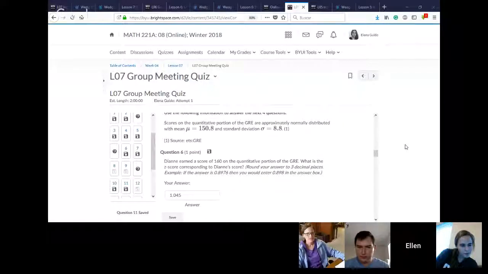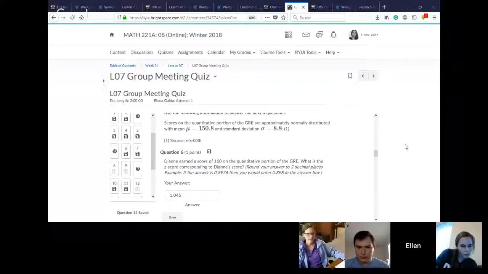Use the following information to answer the next 4 questions. Scores on the quantitative portion of the GRE are approximately normally distributed with a mean mu of 150.8 and a standard deviation sigma of 8.8. Diane earned a score of 160 on the quantitative portion of the GRE. What is the z-score corresponding to Diane's score? Round your answer to 3 decimal places.